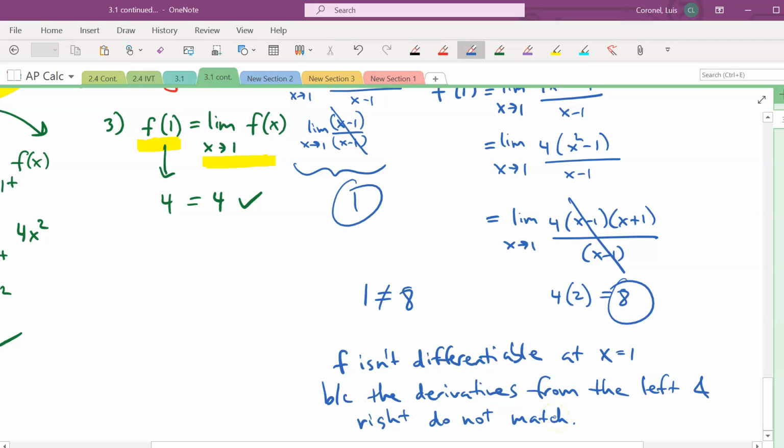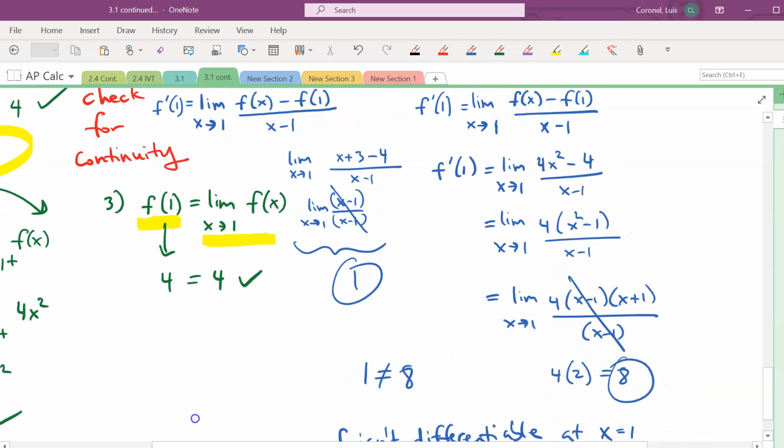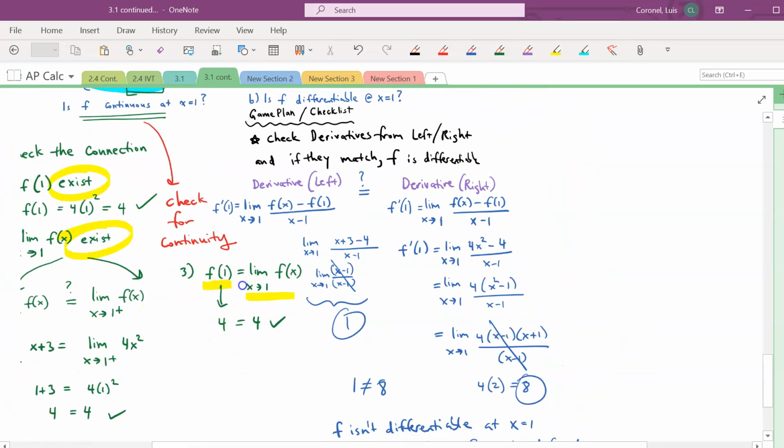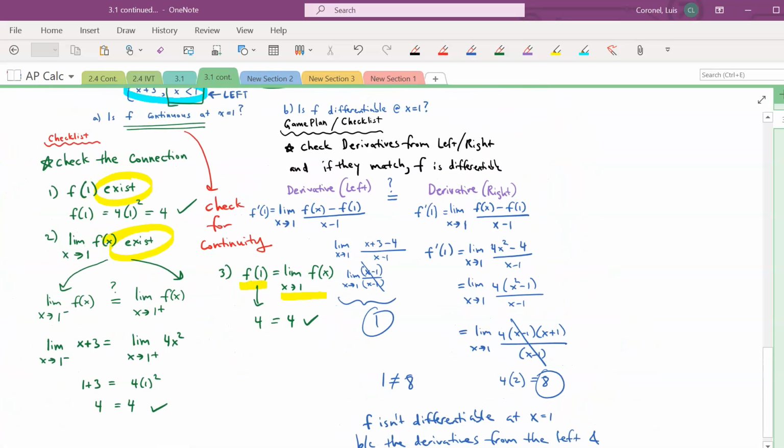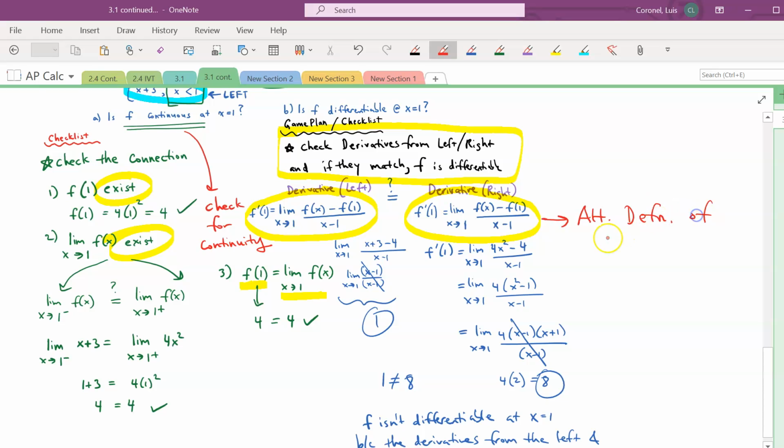Alright, and so that's it for this 3.1 lesson. When we're checking if a function is differentiable, you gotta make sure that you check the derivatives from the left and right. How do you check derivatives? Remember that limiting process, finding the limit. And there's two formulas that we can use. What I was using here was the alternate definition of derivative.